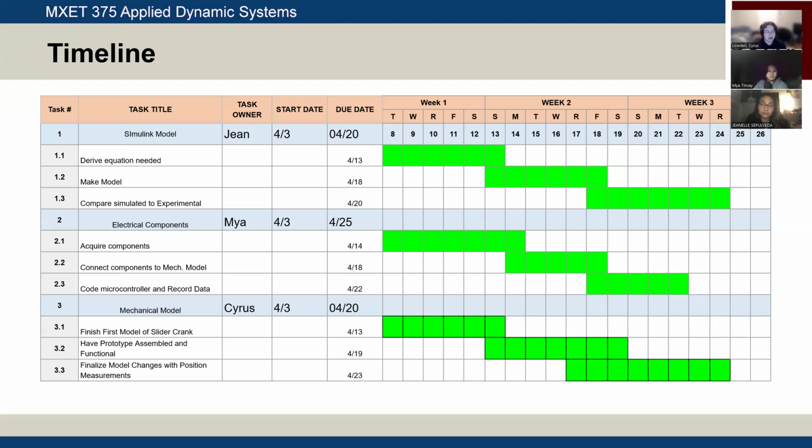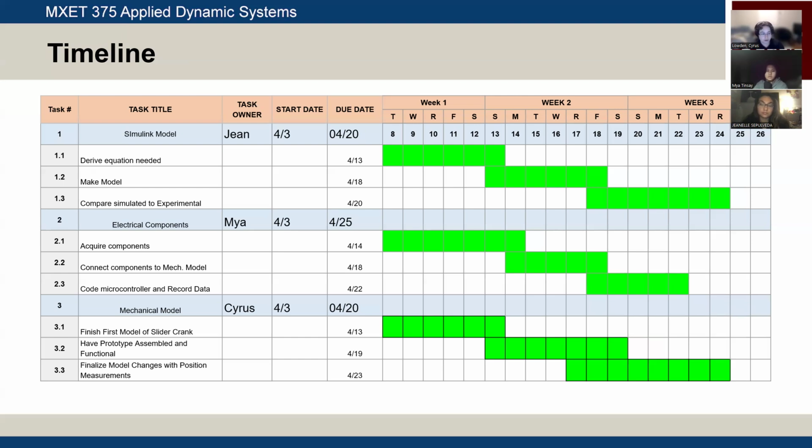And in this time span, we will finish making changes so that we can start collecting data. So our prototype should be completely finished by the 19th. And then by the 24th, our final model will have no more changes. We'll have our position and angular velocity measurements. And then that'll be it for the mechanical model timeline.